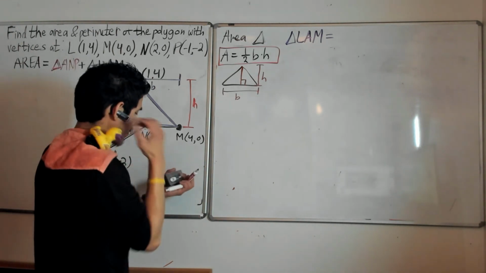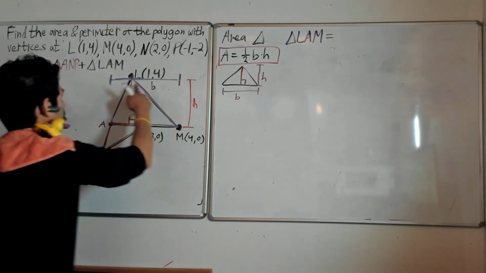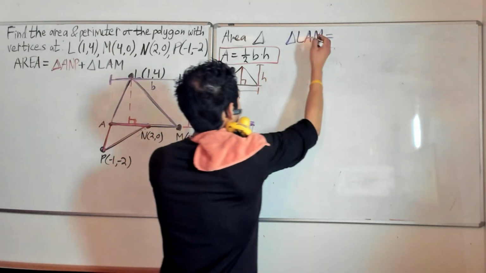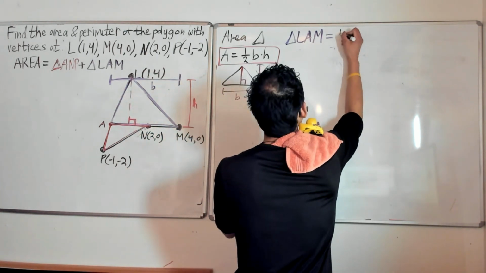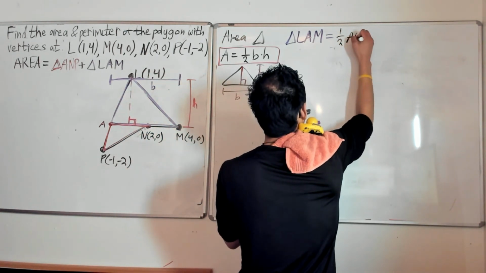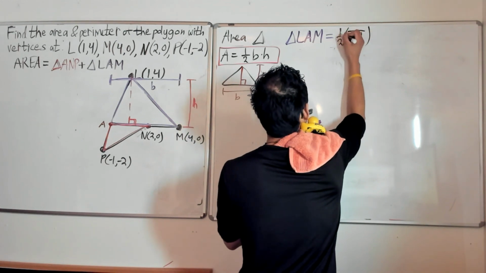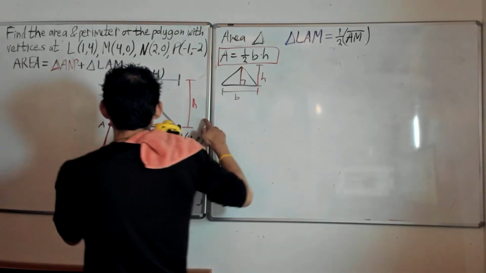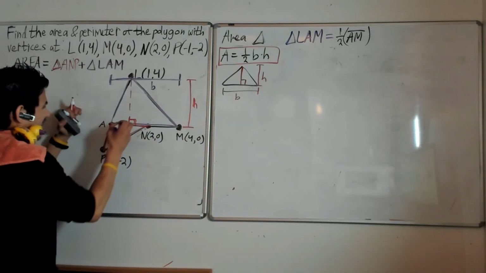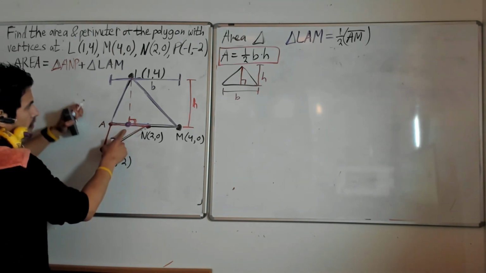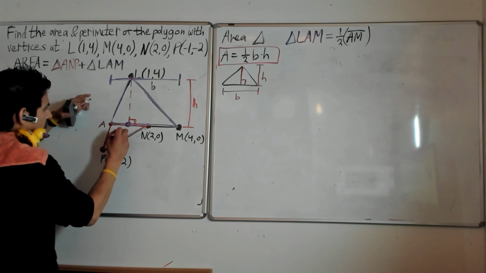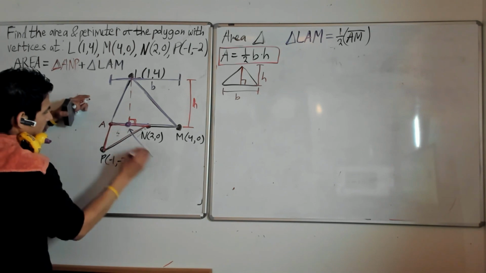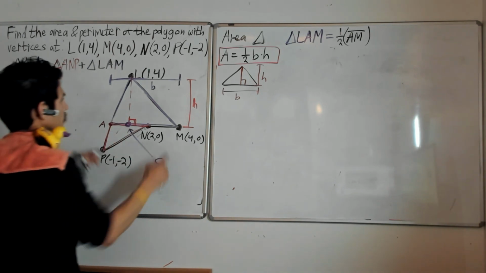Now, where's my purple? Now, this b is just going to be the distance from A to M. So the area of LAM will be equal to 1/2 times the length of AM multiplied by h, which, well, let's make another point over here. Let's call that point C, I guess. Let's draw an arrow actually outward. Point C. So that'll be the length of LC.